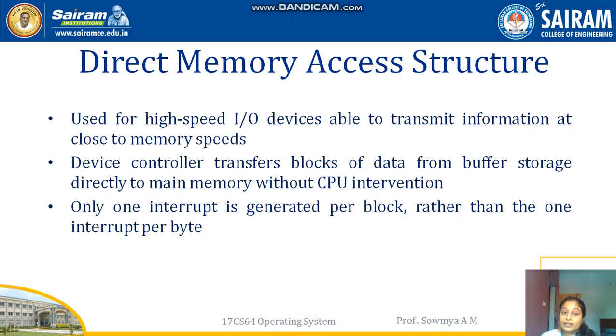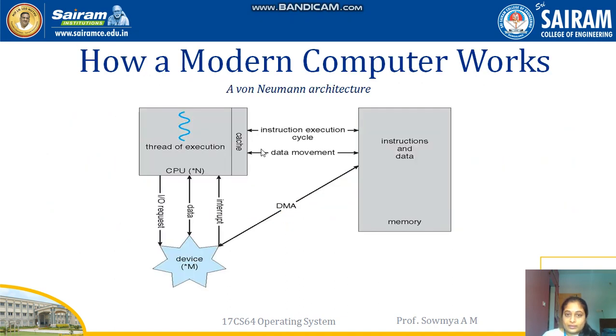transmission of data. See here the method where you transmit data from the device to the CPU: an input output request is sent. Once the input output request is sent, data is transmitted by the instruction execution cycle. The CPU will get the data from memory, and data movement happens to the CPU and to the device based on the interrupt generated.